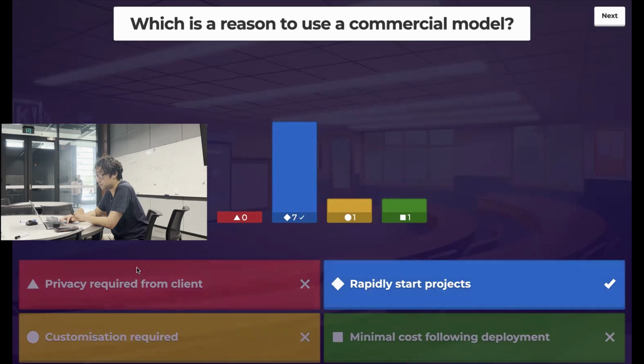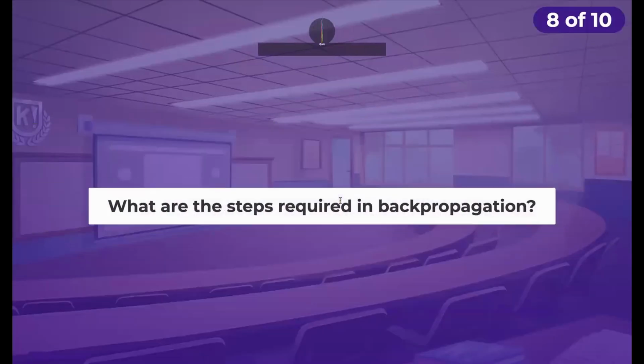The reasons why you would use an open source model are, first, the hospital or the client or whoever requires complete privacy, right? That's a common reason why people will use open source. Second, you need to customize it, so you need to actually fine tune the weights to do a specific task. Or you want minimal costs following deployment, but deployment itself is usually a bit more expensive. So it's just trade-offs. Okay, awesome.